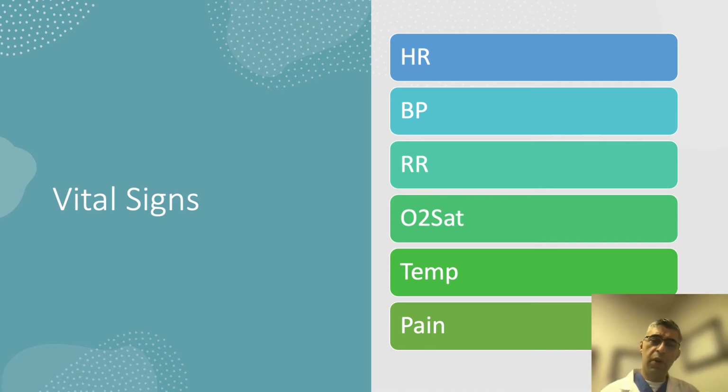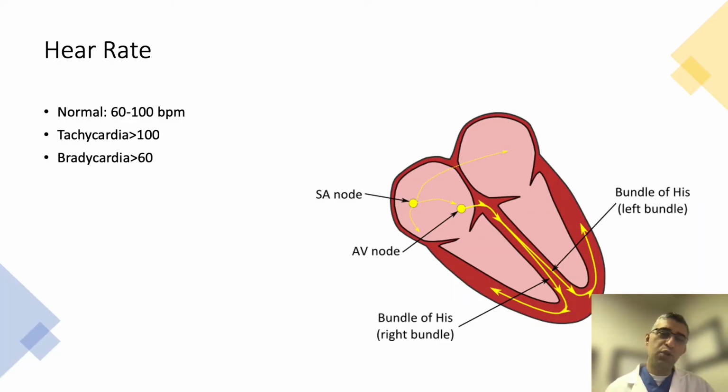When you talk about vital signs, there are some elements that we discuss: heart rate, blood pressure, respiratory rate, O2 saturation, temperature, and pain. Today, we only talk about heart rate, and we're going to stop our video today. First, you need to understand that a normal heart rate is 60 to 100 per minute.